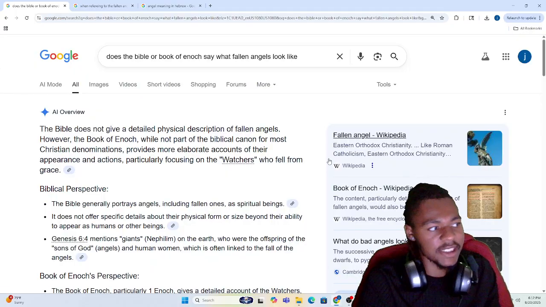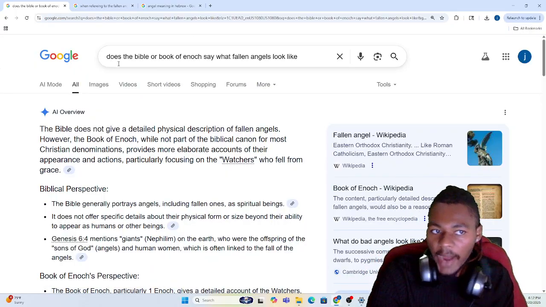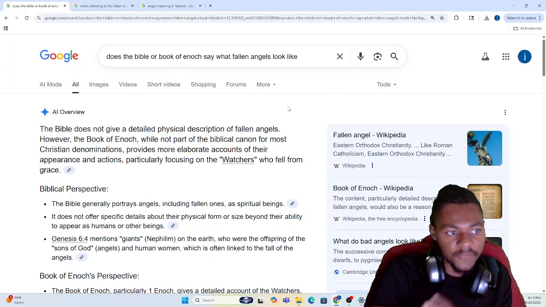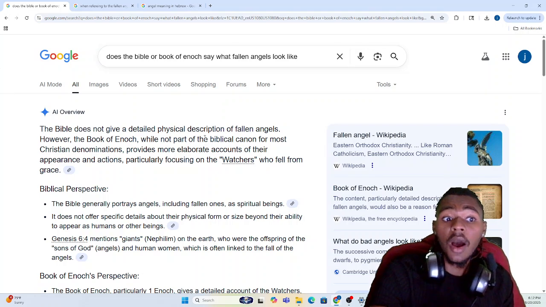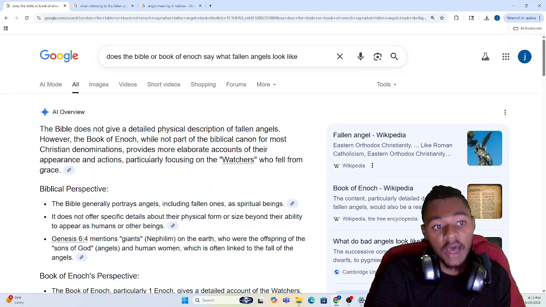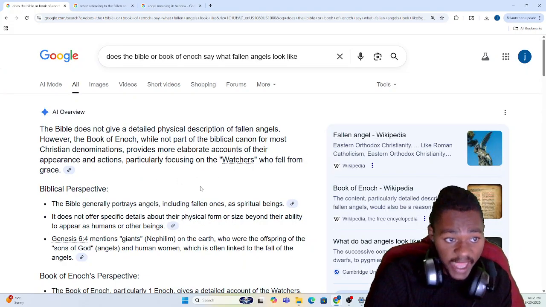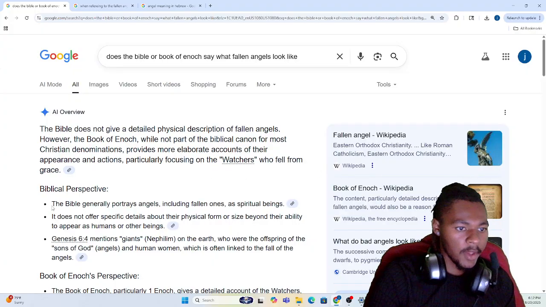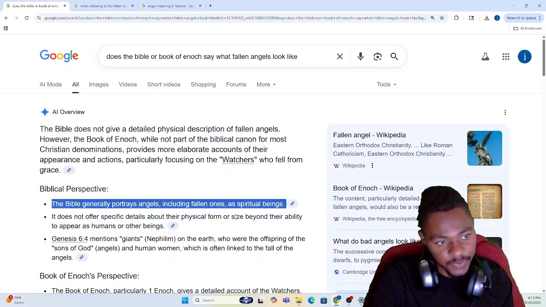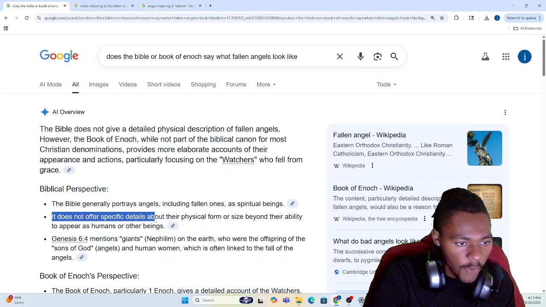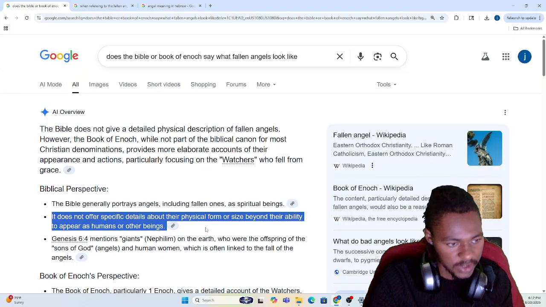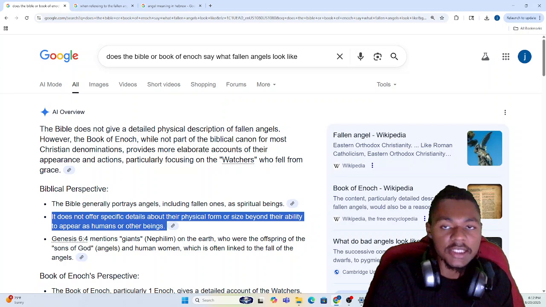And let me just put this last thing out real quick. I literally looked up, does the Bible or the Book of Enoch say what they look like? It doesn't. It says the Bible does not give a detailed physical description of fallen angels. However, the Book of Enoch, while not part of the biblical canon for most Christian denominations, provides more elaborate accounts of their appearance and actions, particularly focusing on the watchers who fell from grace. Now, peep this right here. The Bible portrays angels, including fallen ones, as spiritual beings. It does not offer specific details about their physical form or size beyond their ability to appear as humans or other beings. Okay, let that sink in real quick.